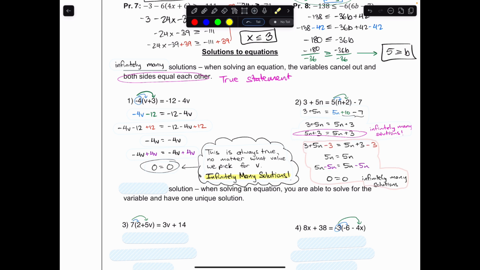But you can always try to keep going, try solving for n. You'll end up getting that it doesn't always have to be 0 equals 0. You might get 3 equals 3 or 5 equals 5 or something. But if you get an equation that just says that both sides are equal to each other, that means there's infinitely many solutions to the equation.